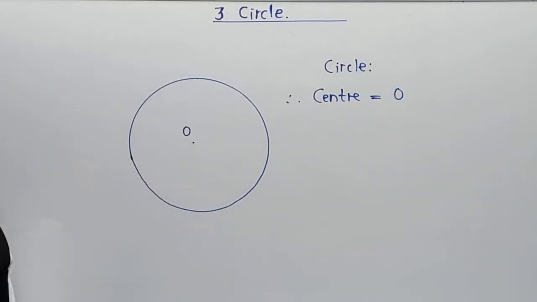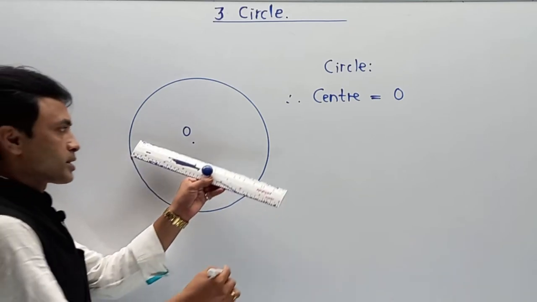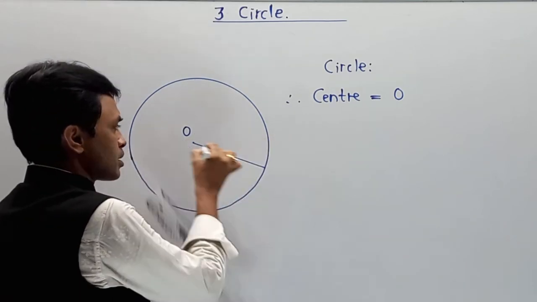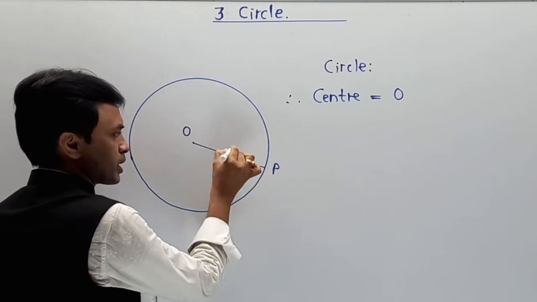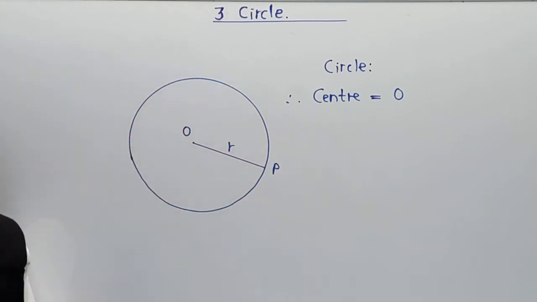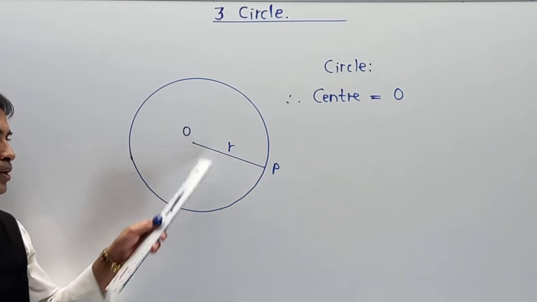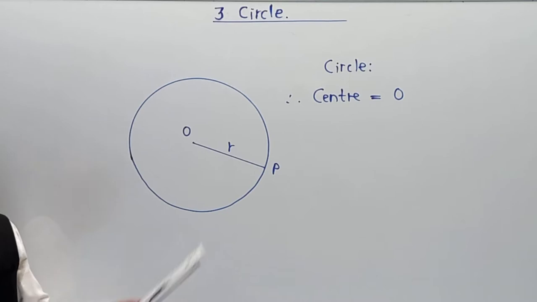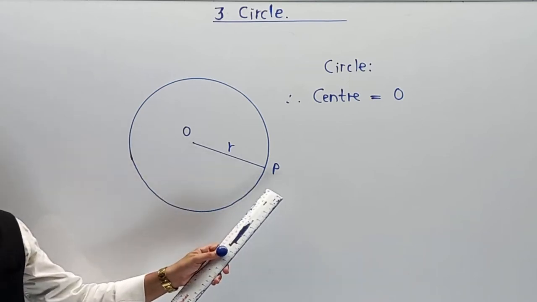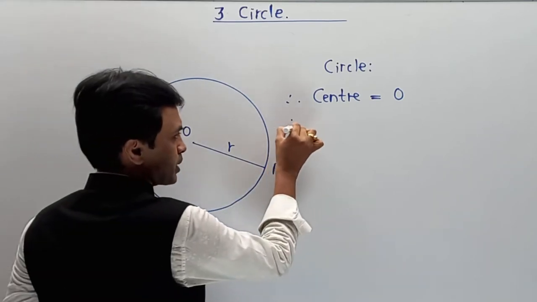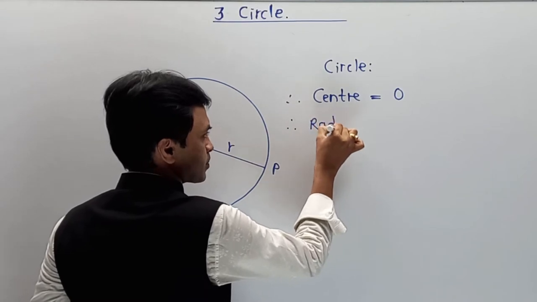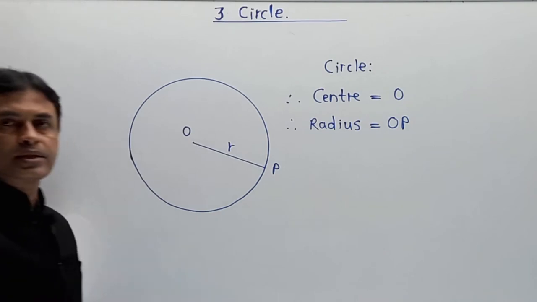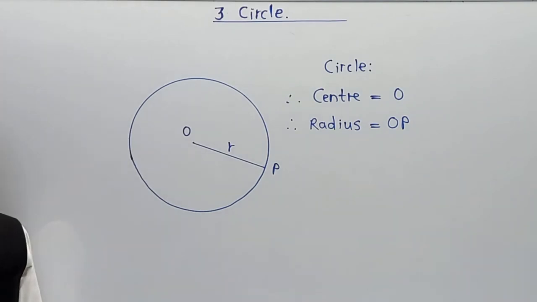After this center, the second and main fundamental part is nothing but radius. I am going to draw one part over here as OP, and I am going to call it radius R. You can draw OP, OQ, OR, OS, n number of radii over here. For example, I have drawn one radius, that is OP. So your second point is nothing but radius. Remember, symbolically it is always indicated by R.